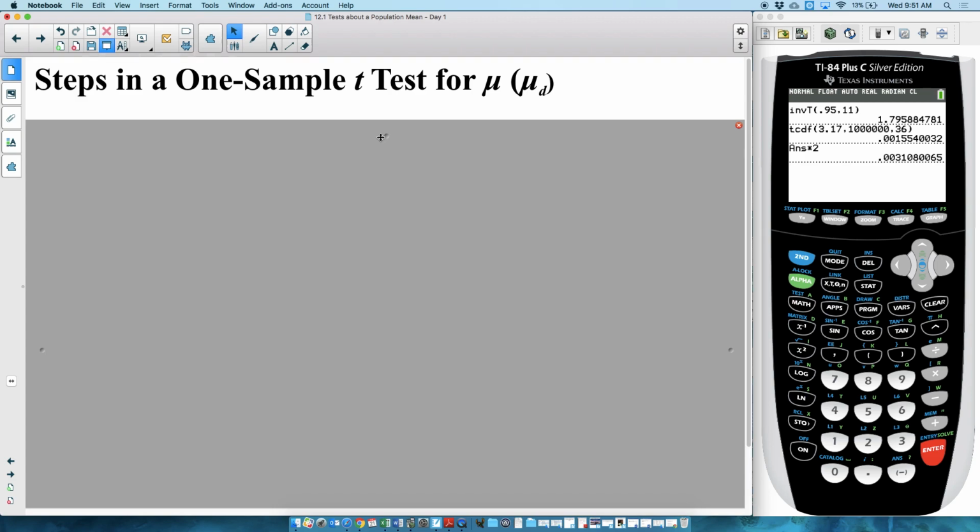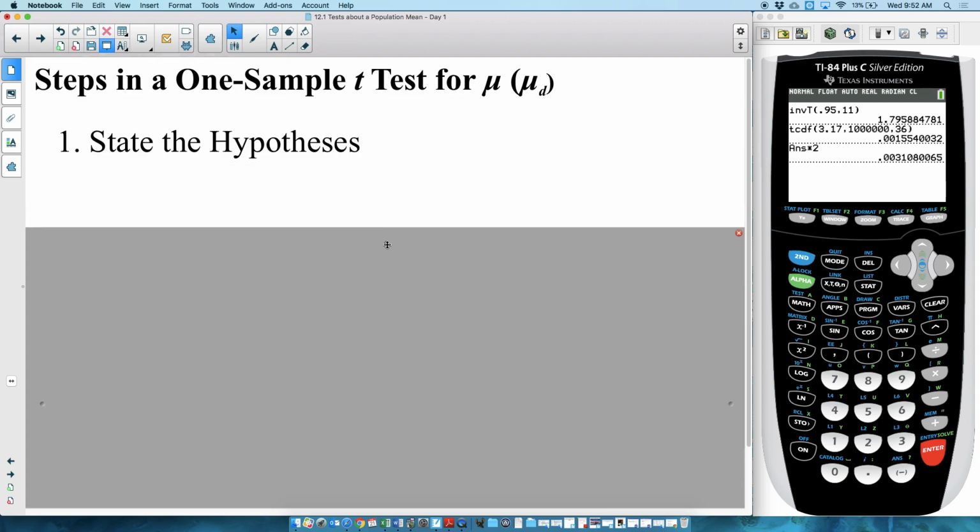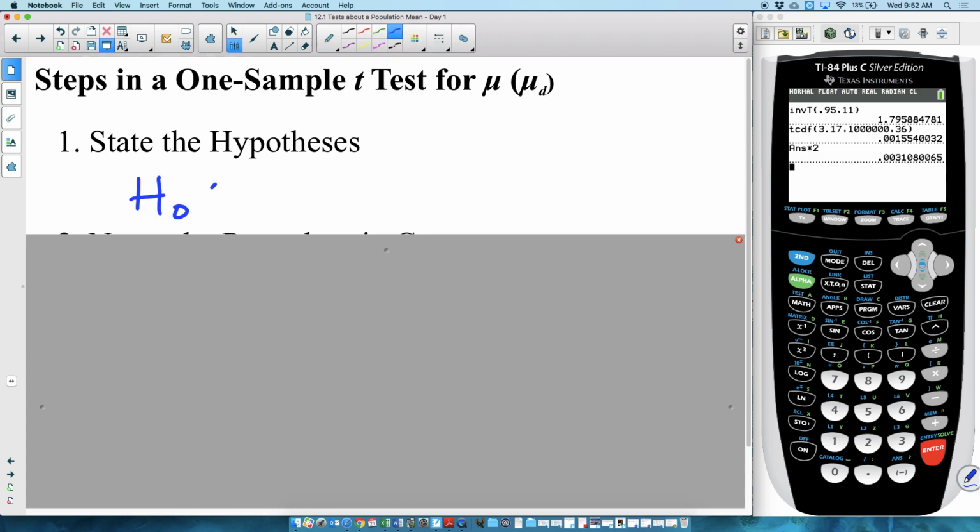What is our step 1 for a hypothesis test? State the hypotheses. So they would be that what? Null hypothesis, right? Mu is equal to some number, or that mu sub d is equal to some number.